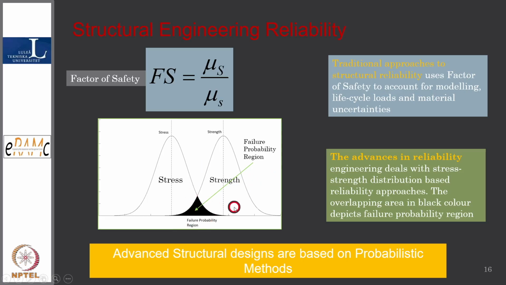Okay. So advanced structural designs are based on probabilistic methods, where there will be saving on material. Saving on material is a cumulative process. It will reduce the stresses also: less material, less stress, and saving on the financial aspects also. But this distribution data should be available for switching over from factor of safety to the modern method of advanced reliability engineering. Okay.